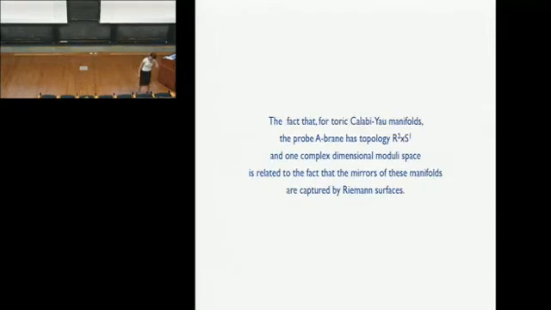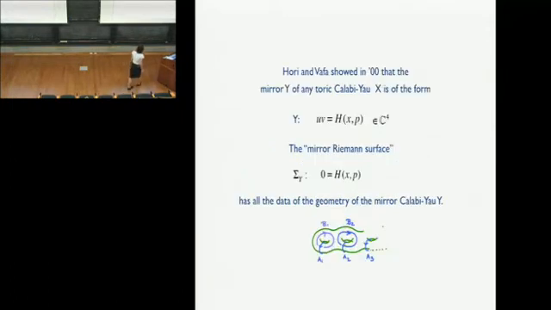Now, the fact that for these local toric Calabi-Yaus, that probe A brane has topology of R2 times S1, and with it one complex dimensional moduli space, is connected with the fact that the mirrors of these manifolds are captured by Riemann surfaces. In 2000, Hori and Vafa showed that the mirror of any toric Calabi-Yau is a hypersurface in C4 of this form. And you can see here that all the geometry of the mirror is captured in a Riemann surface, sigma.